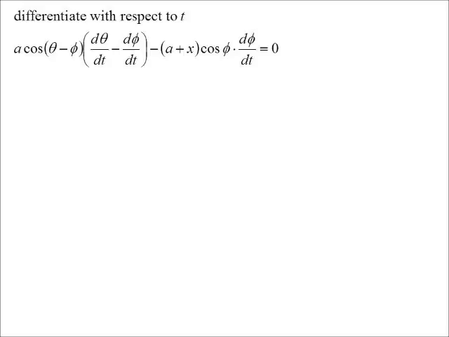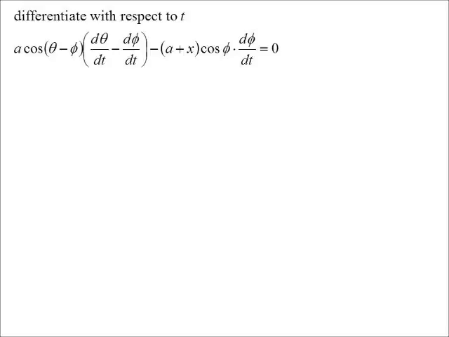Then the other term, minus (a plus x). Again, let me just go back to the original function. Well, sine phi, again, I can't differentiate it with respect to t, so I'll differentiate it with respect to phi, multiply by d phi/dt, implicit differentiation. Well, sine goes to cos. And on the right-hand side, well, that's easy. Differentiate 0, you get 0.